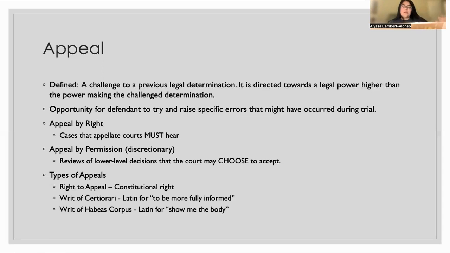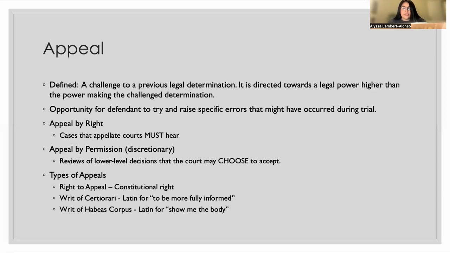The first one is the right to appeal, which is a constitutional right, and it usually is brought up whenever there's an error in the trial or there's poor legal representation. The second one is the writ of certiorari, which is Latin for to be more fully informed. This is when a higher court orders a lower court to send up a case record for review, which is often as a result of a prisoner petition, which leads into the next one, which is the writ of habeas corpus.